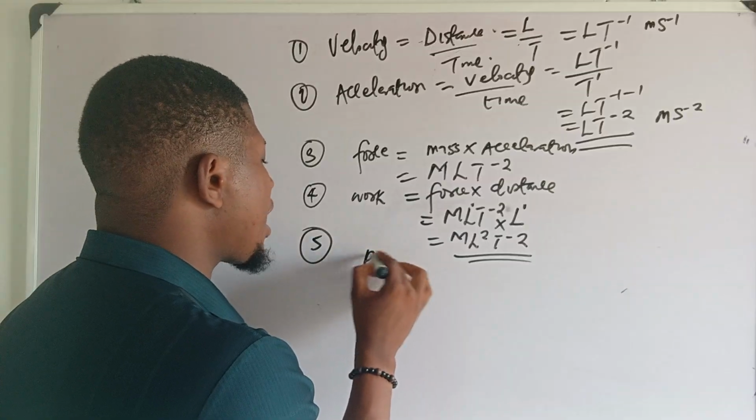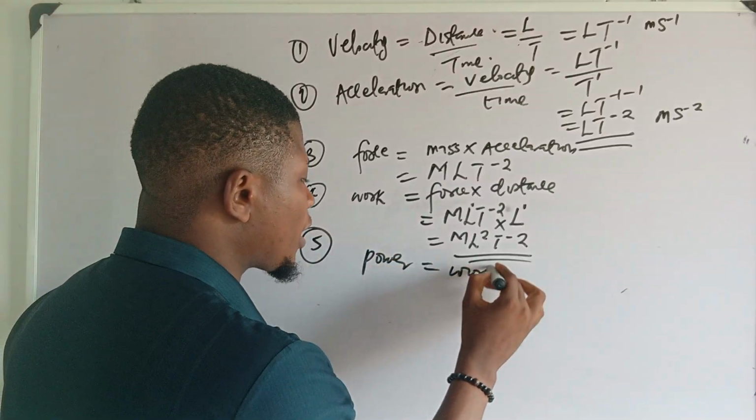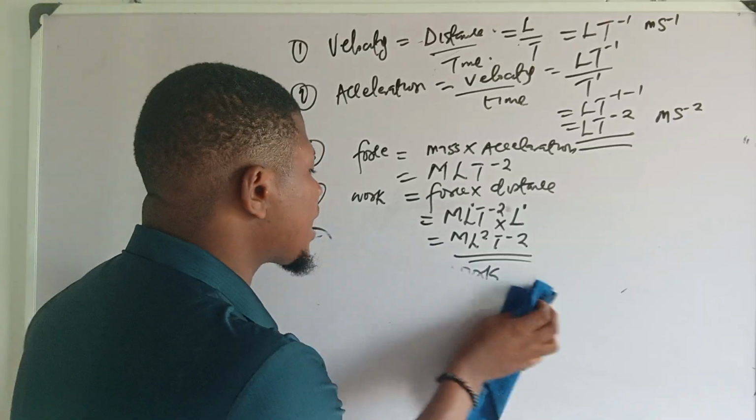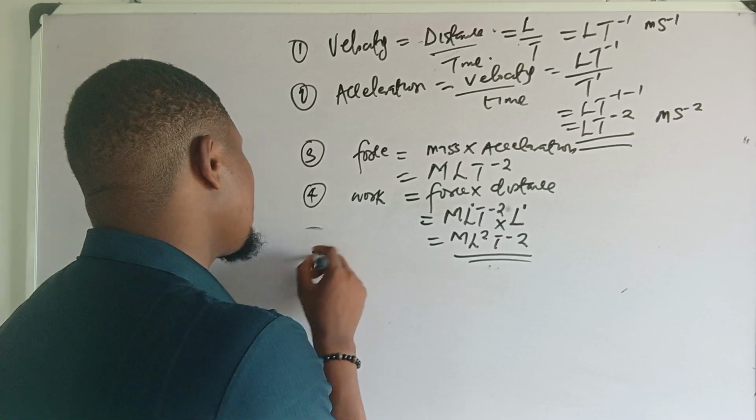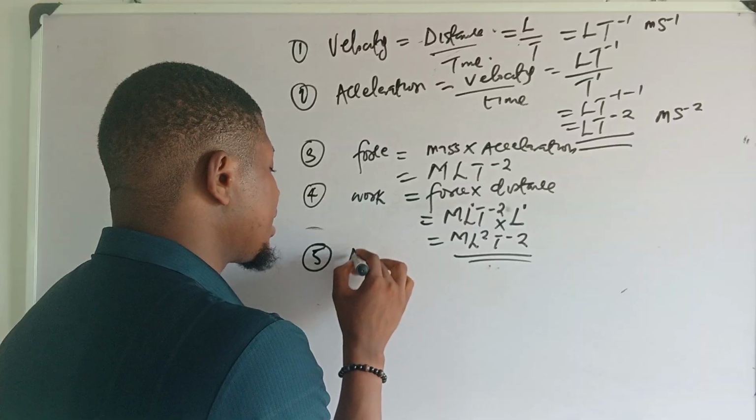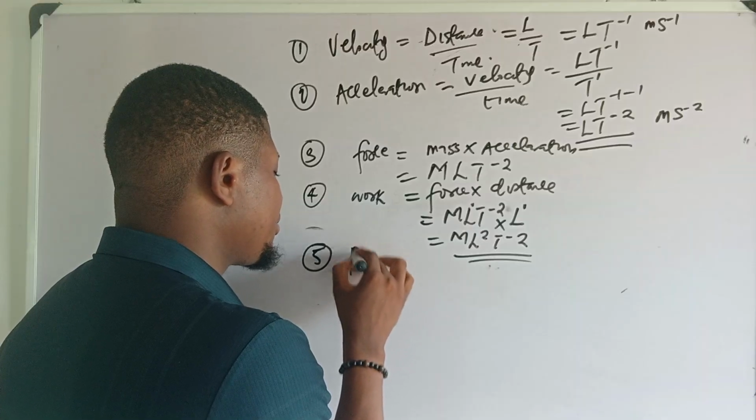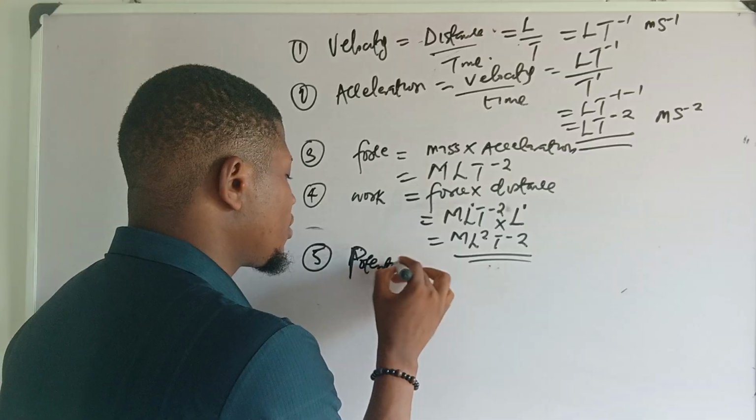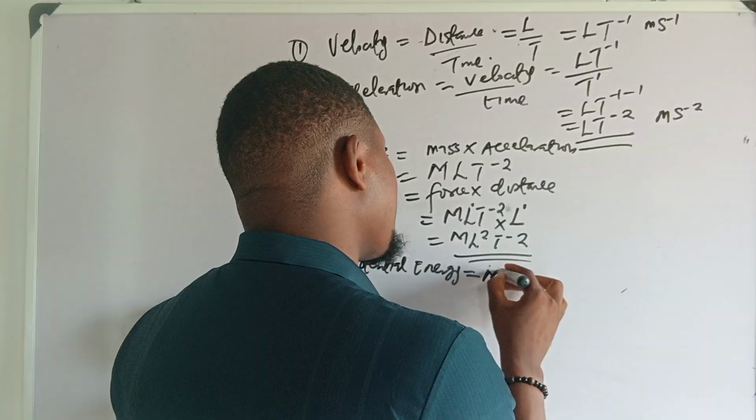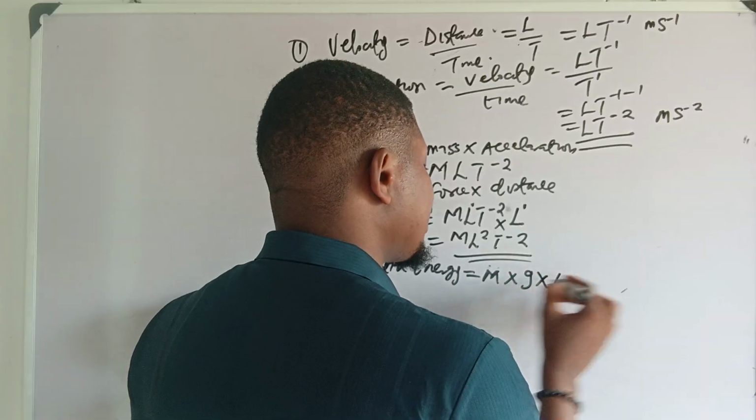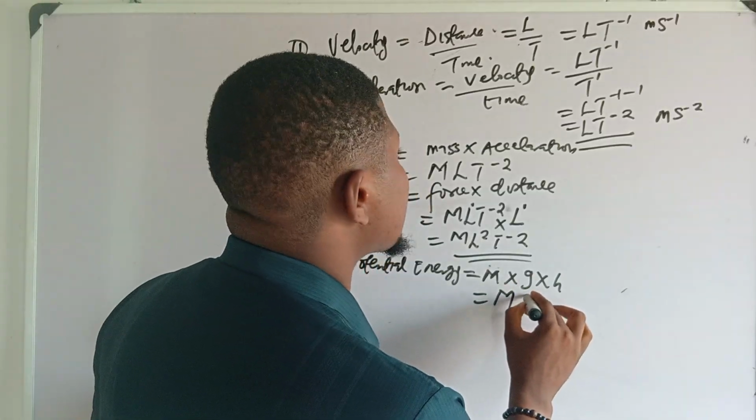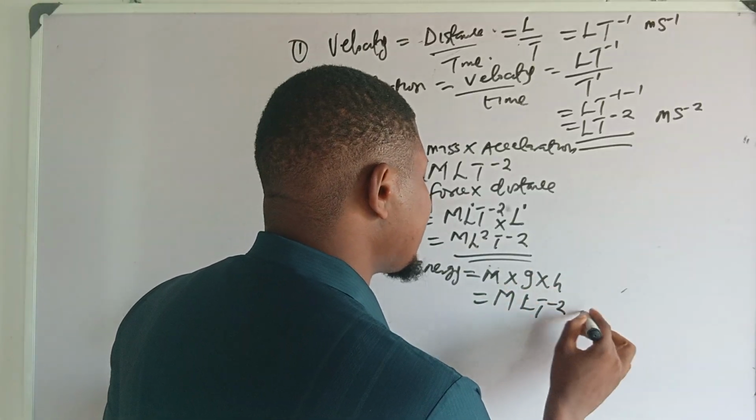Number 5 is power. Power is work over time. But don't worry, I want us to look at energy first. We have two forms of mechanical energy. Let's say potential energy. Potential energy is mass times gravity times height. You already know mass is M, gravity is acceleration, which we got as LT minus 2. Then height is L.